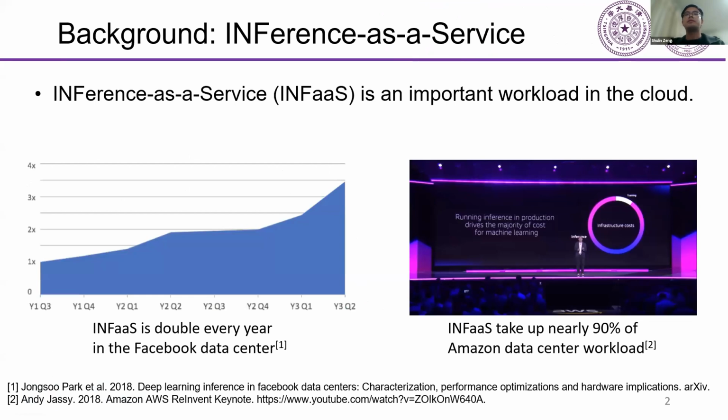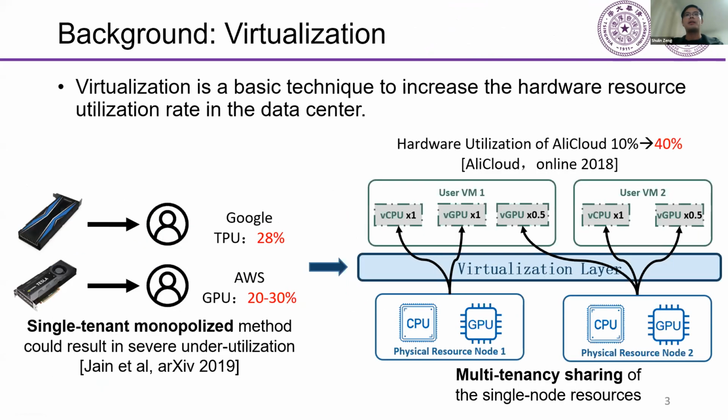Currently, inference as a service is an important workload in the cloud. We have witnessed a rapid growth of deep neural network inference workloads in the data center, like Facebook and Amazon. And as we know, inference as a service workloads mainly run on heterogeneous hardware platforms in the cloud, including GPU, FPGA, and ASIC. However, the service mode of most data centers is that one single user will monopolize a single physical node, leading to severe underutilization of hardware resources in the cloud.